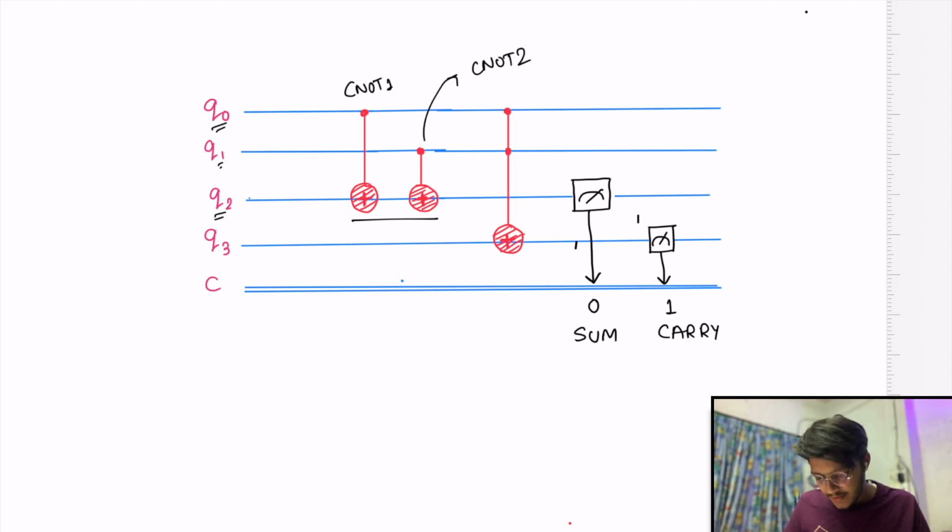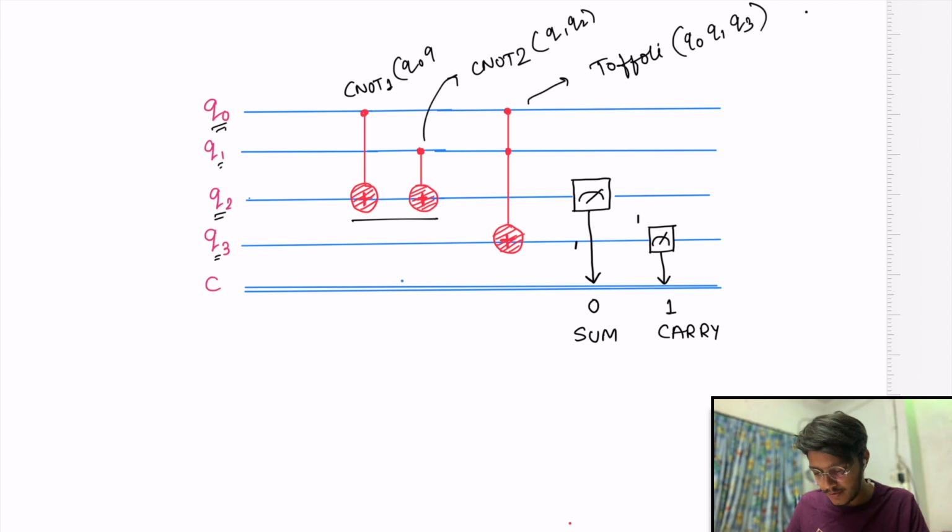Now you can see there is a third one, which is almost similar to the first two, but this is called the Toffoli gate. The difference between CNOT and Toffoli is, since CNOT is a 2 qubit gate, Toffoli is a 3 qubit gate. You can see here this Toffoli gate is dependent on Q0, Q1, and Q3, right? Now, CNOT is dependent on Q1 and Q2, and the other CNOT is dependent on Q0 and Q2.